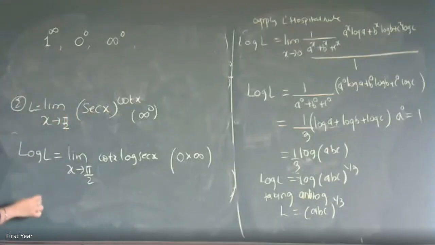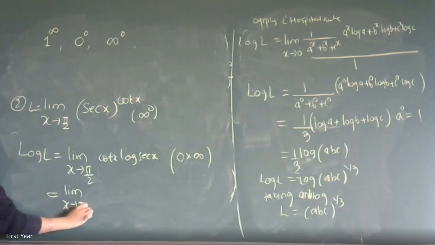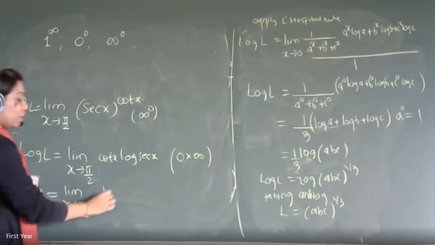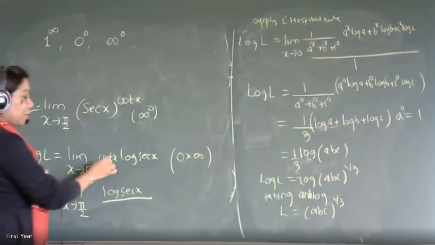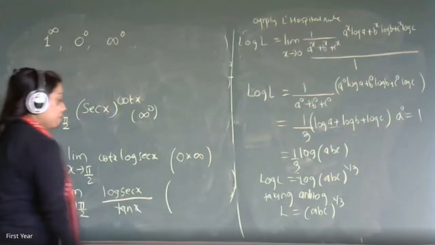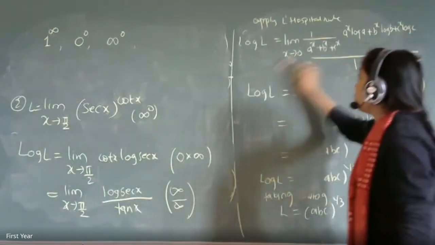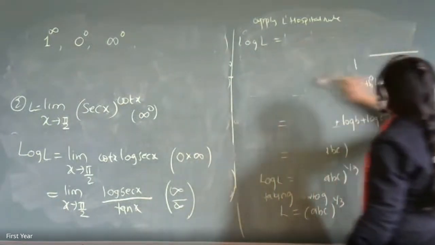Now, can you apply? First, you convert it to either 0 by 0 or infinity by infinity. Which function are you going to take in the denominator? Cot x. Cot x you take in the denominator, which will become tan x. And now you check which is the form? Infinity by infinity. Infinity by infinity, so apply L'Hopital again.